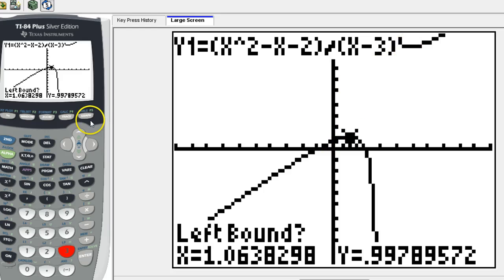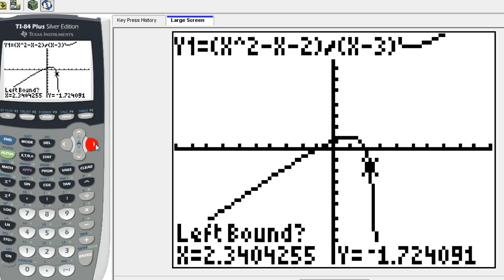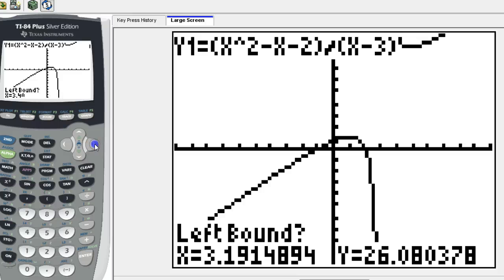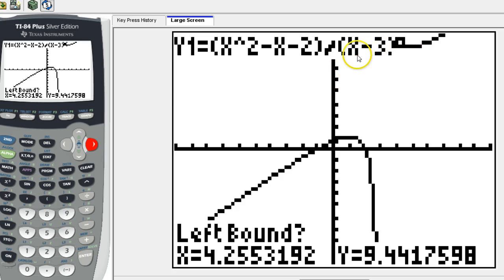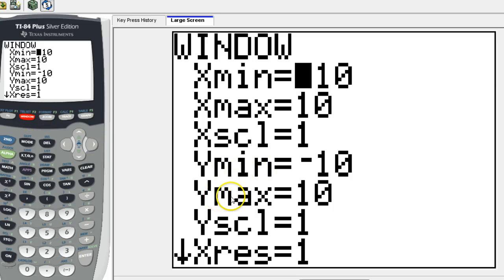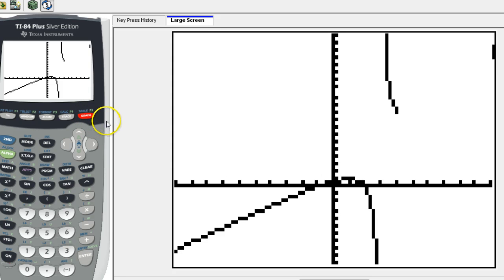Now I'm on the wrong branch, so I need to hit the up arrow to get to the other function. Oh, you know what? Never mind, it's not the up arrow. I need to go to the right until I get over there. Okay, there it is. I think it would help me if I change the window as well. I need to see more up top, so hit the window. I need to raise the ceiling, so that's the Y maximum. Alright, let's make that 20 and graph it. Okay, I can see that a lot better. So I'm looking for this.